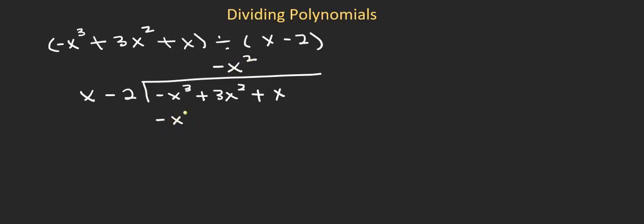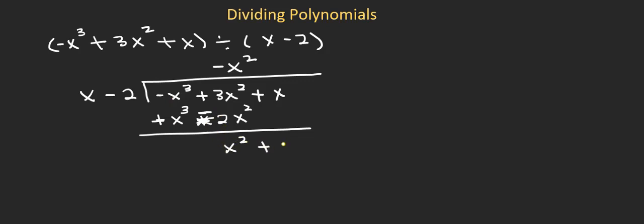So let's distribute. You get negative x cubed plus 2x squared. Now again, we need to change the sign and we've got to add them up. So this becomes positive and that becomes negative. So add them up, what do you get? This cancels out, you get x squared plus x.